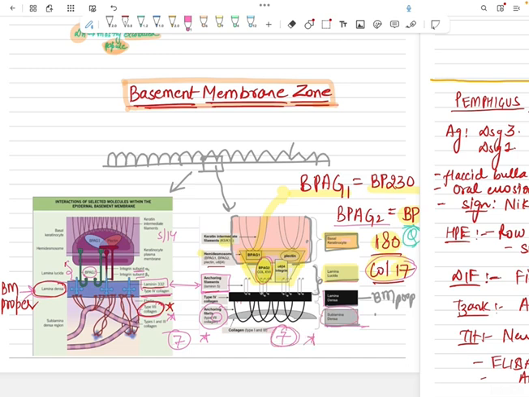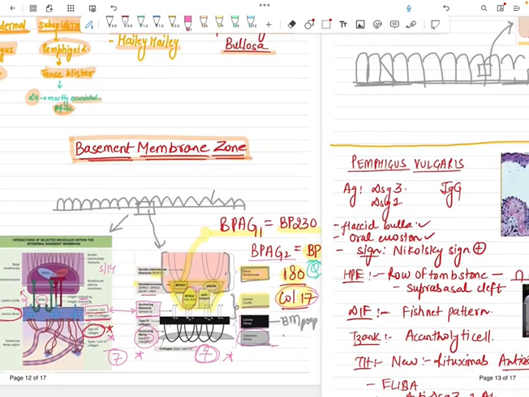This you must remember. So this is the sequence, right? Apart from this, we are in the stratum basale.